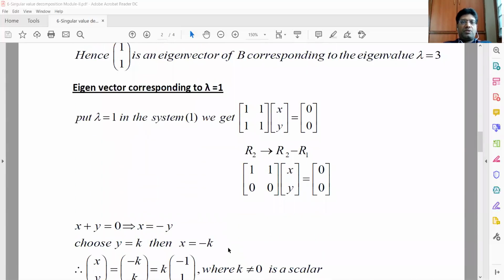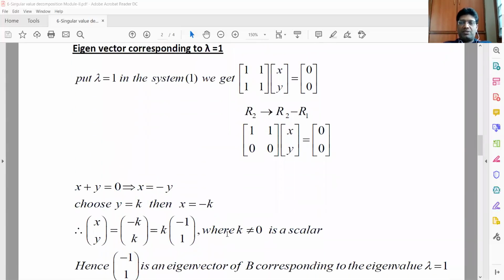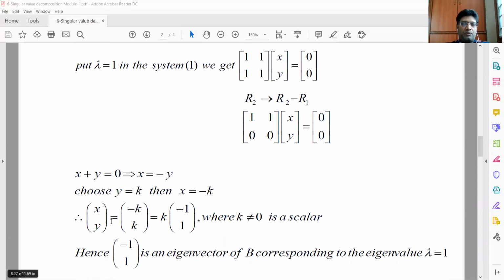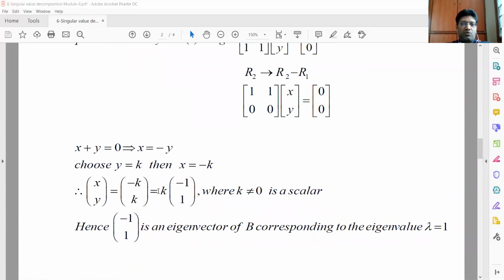Similarly, put lambda equals 1 in the same system. So we will get this one, right? So here we are reducing this into an upper triangular matrix by subtracting row 1 from row 2, R2 minus R1. So we'll get this one. So from this, by back substitution, x plus y is 0, x is minus y. I am choosing y is k, therefore x is minus k. So k we are taking outside, which is (minus 1, 1), and clearly k is not 0, which is a scalar, right?